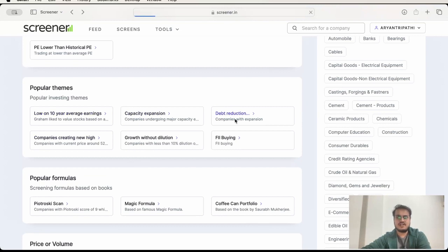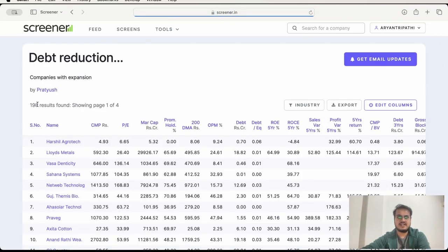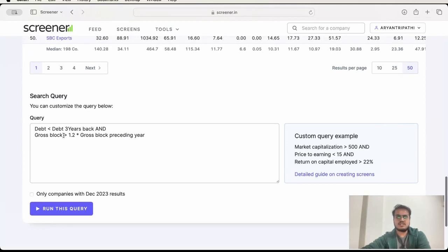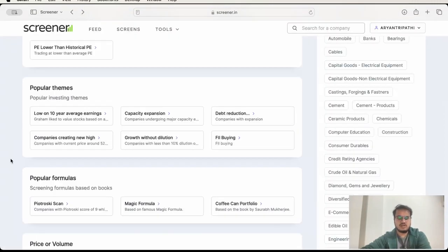If you click on debt reduction, you'll get 198 stocks that reduced their debt in probably the last 1 year. This is the formula: debt is less than debt 3 years back, and gross block is greater than 1.2 times the gross block of the preceding year. Gross block is the capacity of the business, like manufacturing capacity.